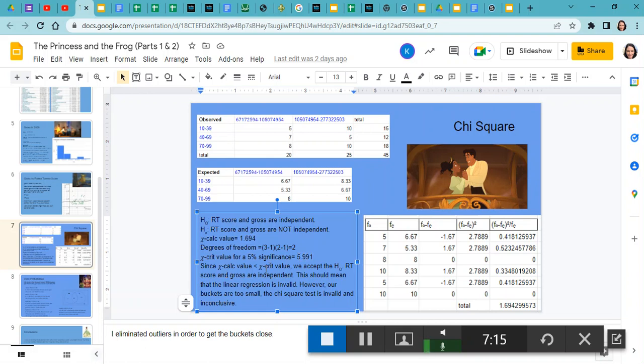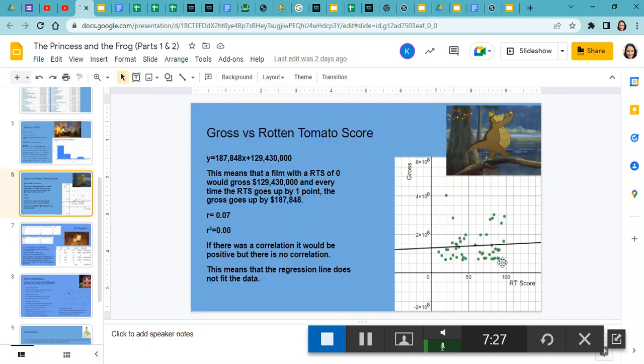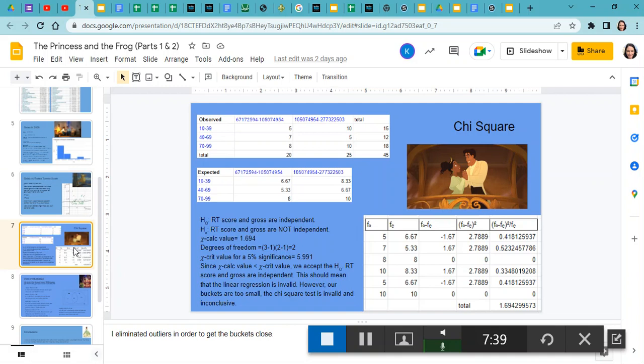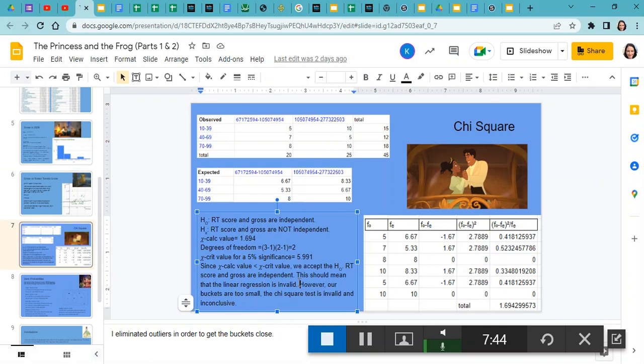Since the chi-calc is less than the chi-crit, we accept the null hypothesis. The Rotten Tomatoes score and gross are independent of each other. That means one doesn't actually affect the other, which means since they don't affect each other, you wouldn't really derive any information from this scatter plot here. And you can see from the scatter plot too that my R squared was 0, which also indicated no correlation. And also remember, since my buckets were under 6, I had to make this statement: since the buckets are too small, the chi-square test is invalid and inconclusive.